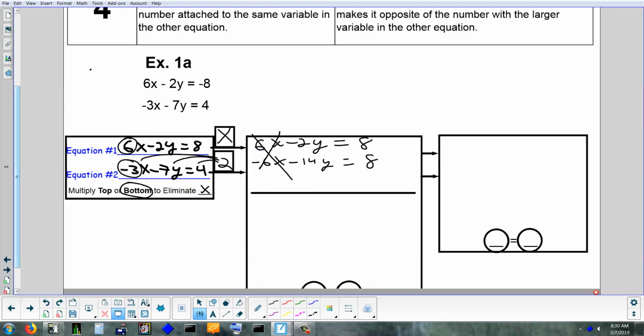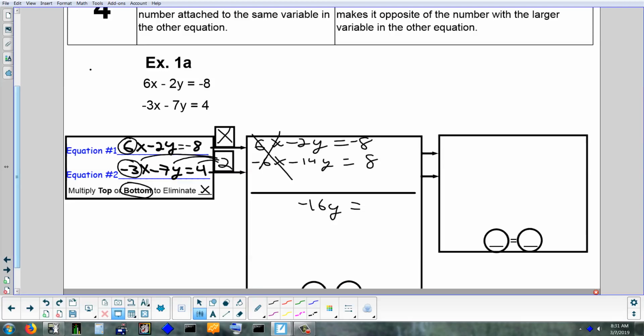Savannah, what's -2y and -14y? -16y. And Jake, if I add 8, what's up? Mr. Hager, Chris has brought up a point. That top equation equals -8, not 8. Oh, -8. Okay. Which means that one would be negative. Yes, thank you.